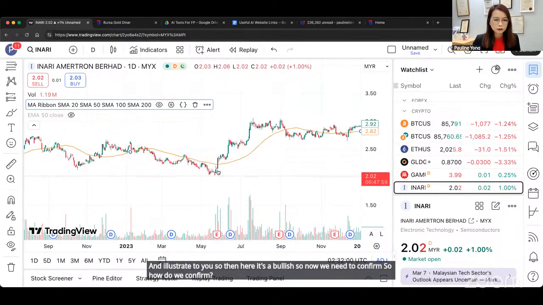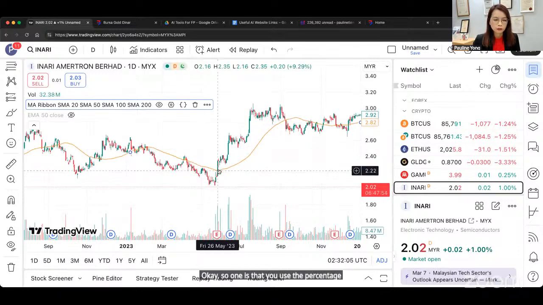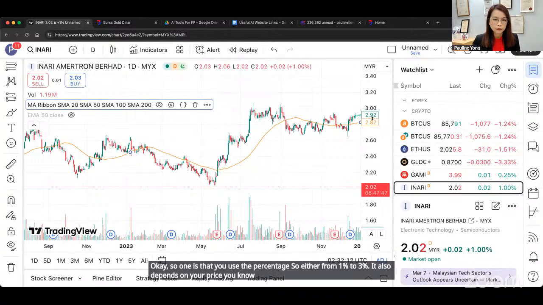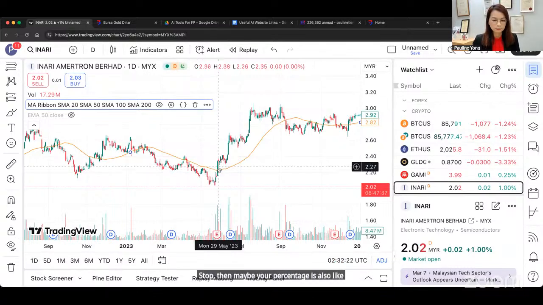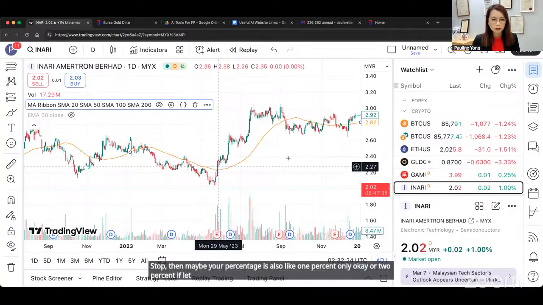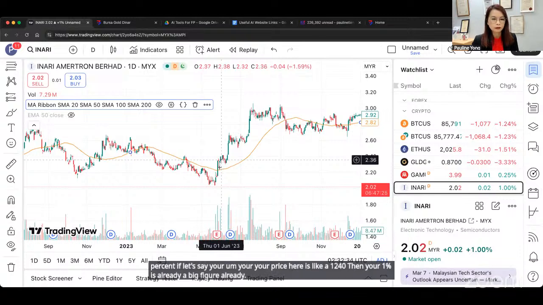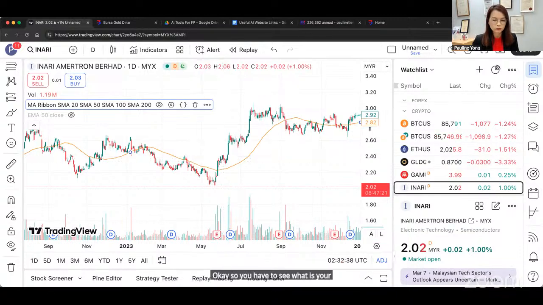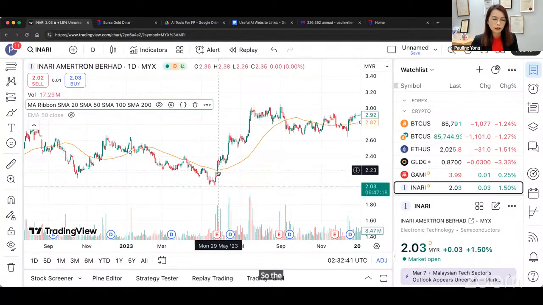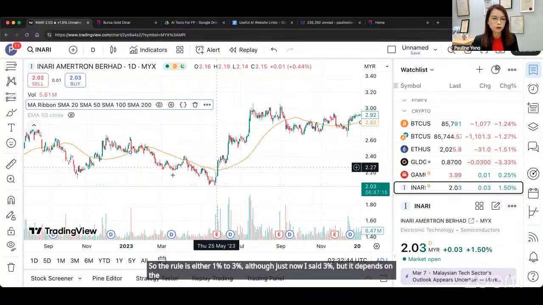One is that you use the percentage, either from 1% to 3%. It also depends on your price. If your amount is very little, like a 1 ringgit kind of stock, then maybe your percentage is also like 1% only, or 2%. If your price here is like 1,240, then your 1% is already a big figure. So you have to see what is your price range here. So the rule is either 1 to 3%, although just now I said 3%, but it depends on the price here.